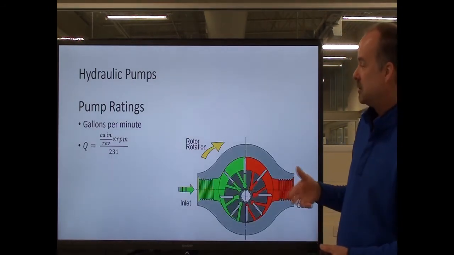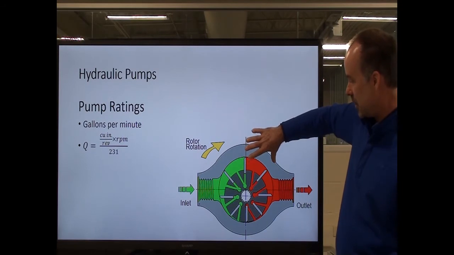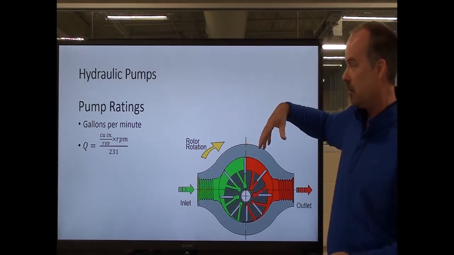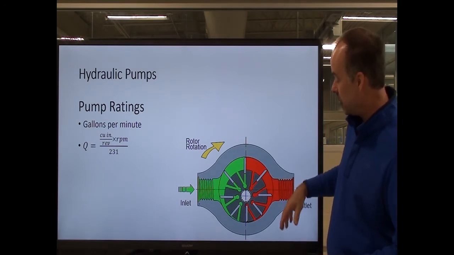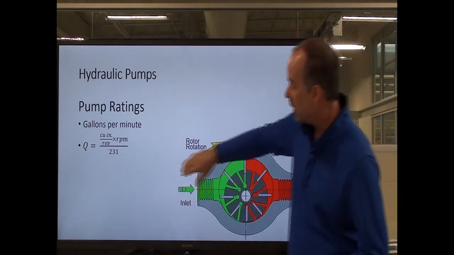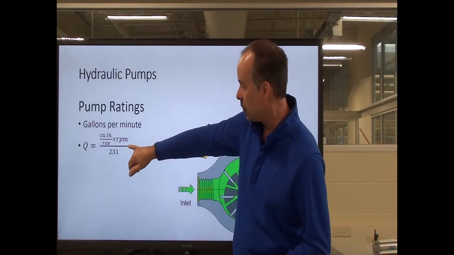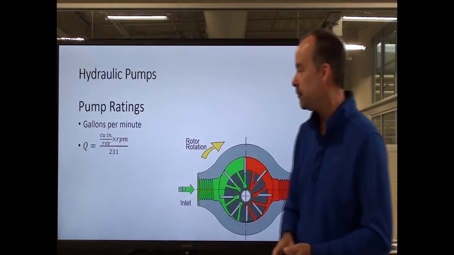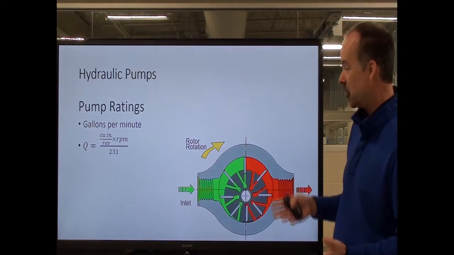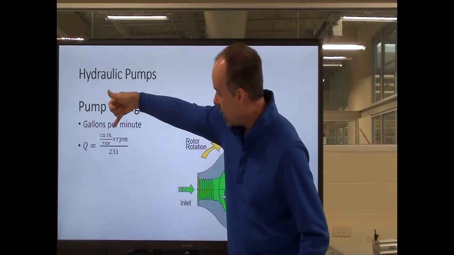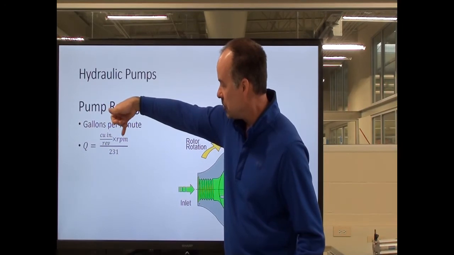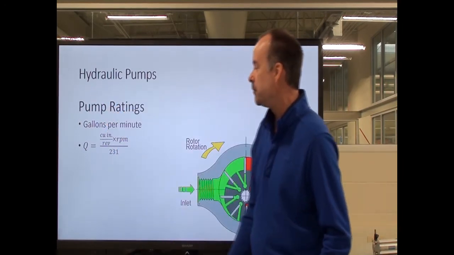So pump ratings, I said a pump is rated in how much fluid it can move in a minute, or how many gallons it can move. So to find gallons per minute, this is the formula that we're going to use to determine how many gallons per minute we can move. This formula is cubic inches per revolution times your RPM divided by 231.